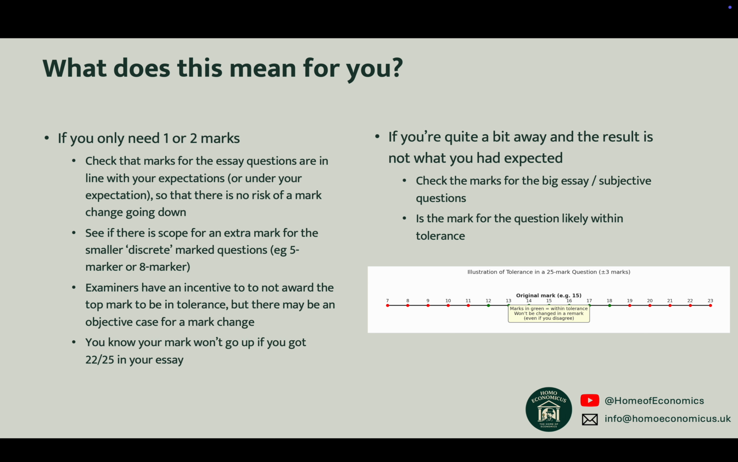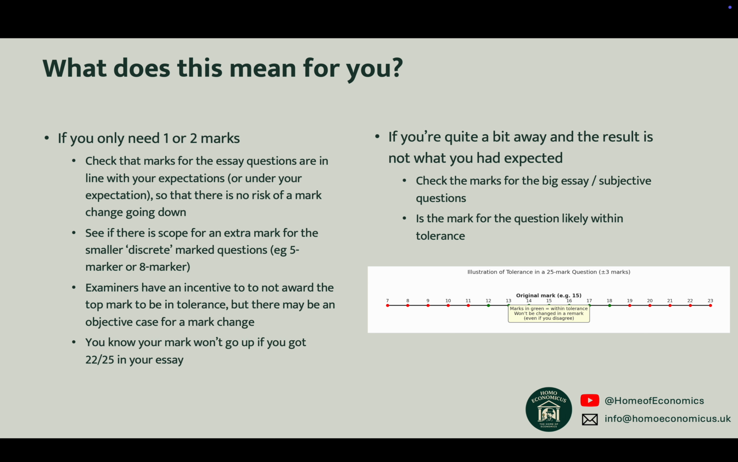Now, where you're likely to get the extra mark or 2 that you need is from those more objective, more discretely marked questions, where the examiner just goes tick, tick, tick, you've got that point, you've got that point, you've got that method, give you that mark. You didn't get this point, don't award this mark. So those are the 5 markers, the 8 markers, but also the smaller questions, right?